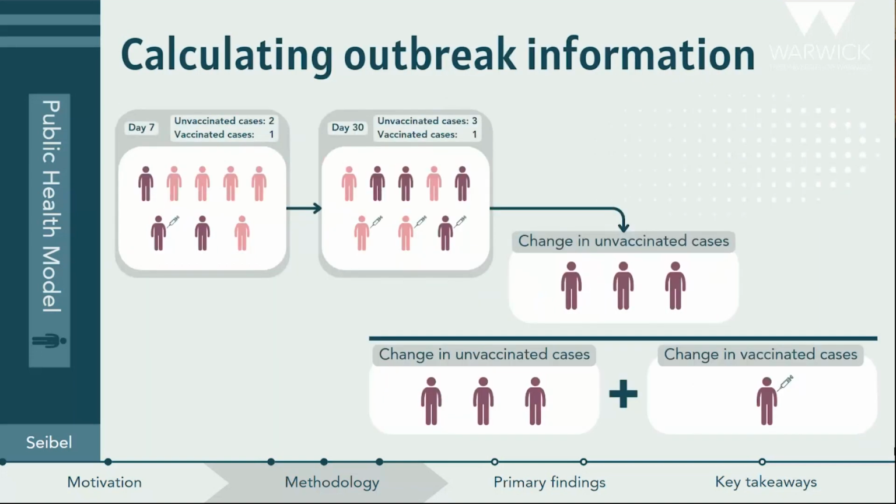And then from that, we say, okay, so since day 7, now on day 30, we have these 4 new cases. So 3 of them come from unvaccinated individuals, and then 1 of them comes from vaccinated individuals. So this is looking at the change since we last checked in terms of where do our cases belong? Who do those cases belong to?